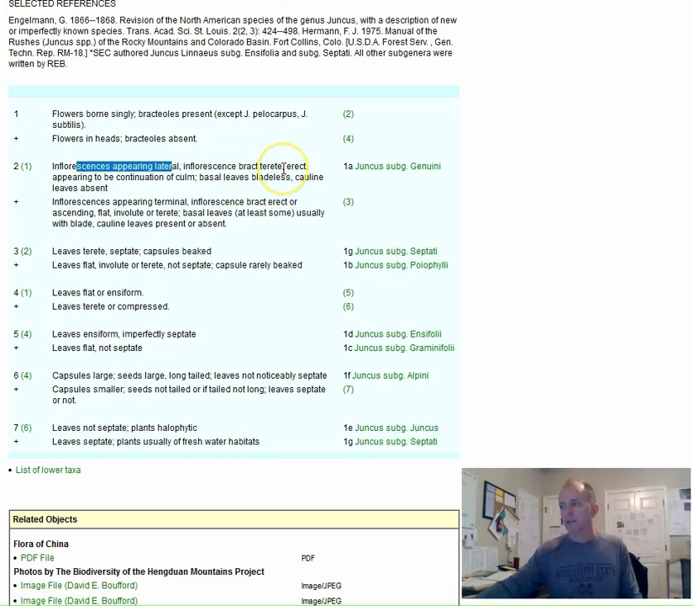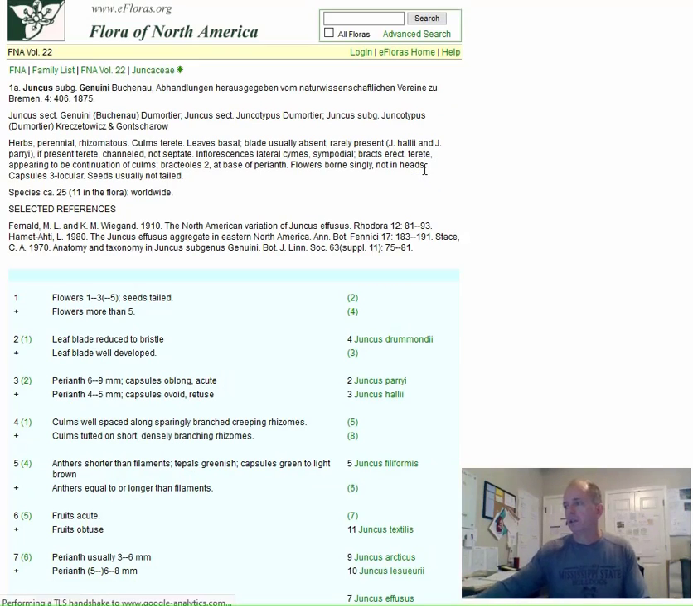The bract, so that part that goes on up, is terete. It's kind of round, it's erect. It appears as though a continuation of the stem. So really none of the rest of the stuff really matters. So Juncus, the genus, the subgenus Genuini. This is a genuine Juncus, except no imitations. All right, so Juncus subgenus Genuini, genuine Juncus.